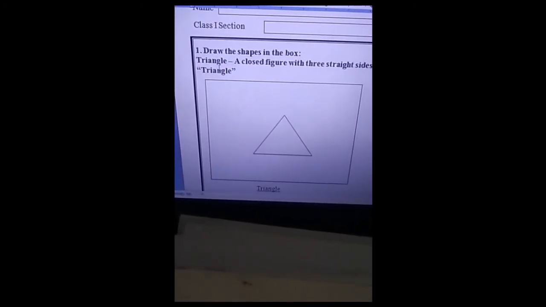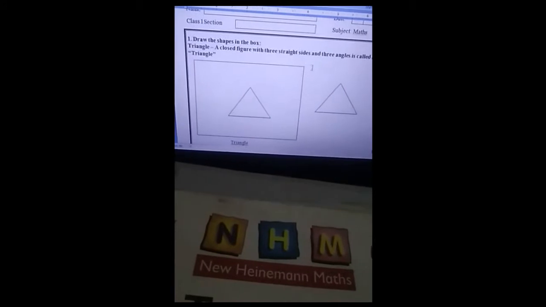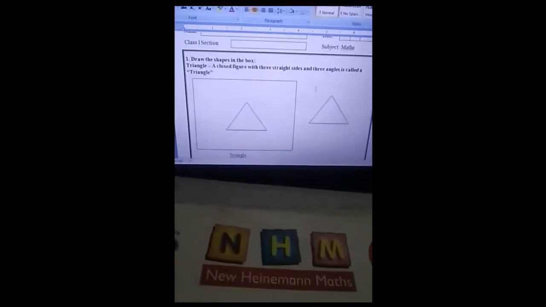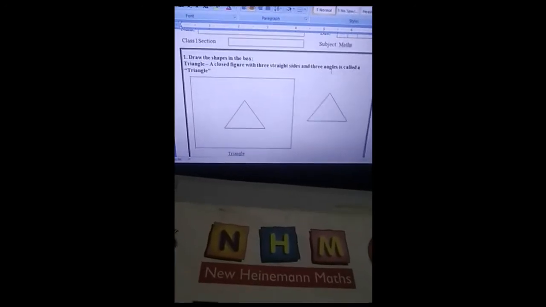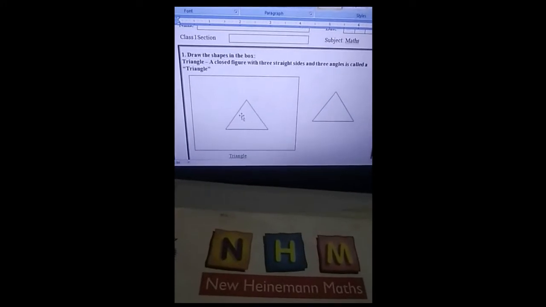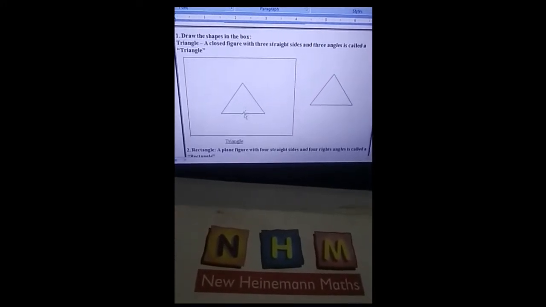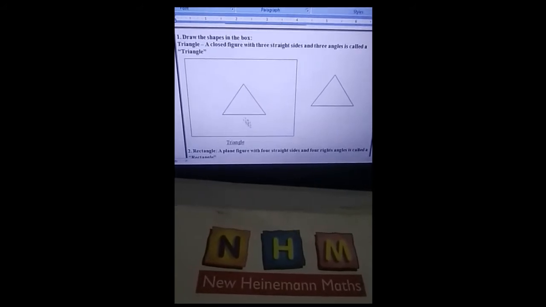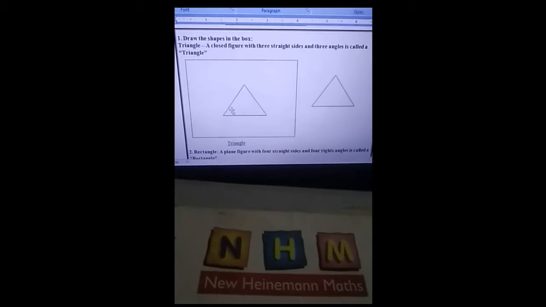And our first shape is triangle. And what is triangle? A closed figure with three straight sides and three angles is called a triangle. Look at below. It's our triangle with three straight sides and a closed figure. And the corners, these are called angles. So three angles, three sides, and this is our triangle.